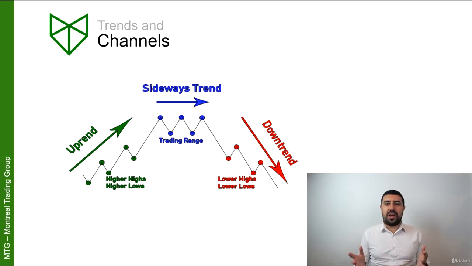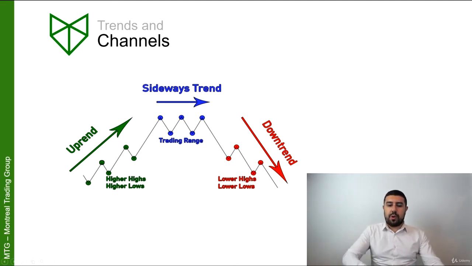So in this lecture, we're going to be talking about trends and channels. So what are trends? Basically, prices move in trends. They can move in an uptrend, a side trend, or a downtrend. That's the only way they can move. So a trend is basically a direction that prices are going at. You can have an uptrend, a side trend, or a downtrend.